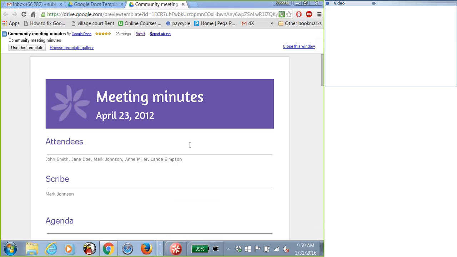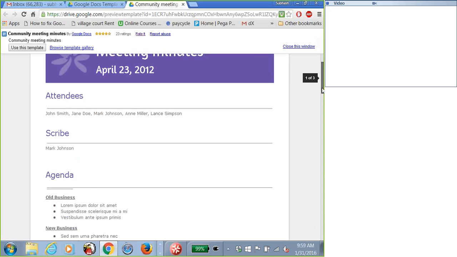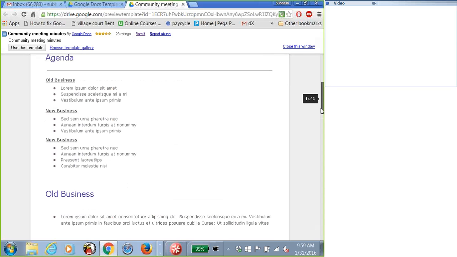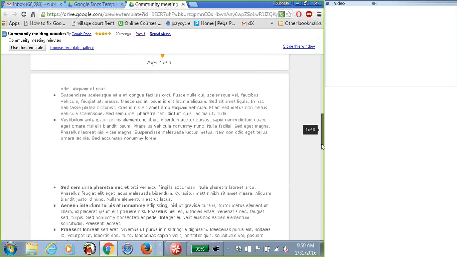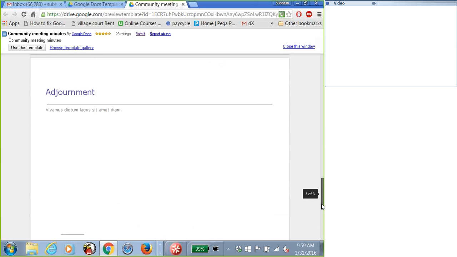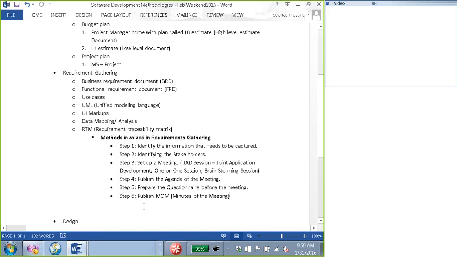I just searched for a template online while we were speaking. This is just a sample template for meeting minutes: the date, the attendees, the scribe, who is basically the host, the agenda, next meeting, next minute items, adjournment. Okay, perfect. Thank you. Right, so this is basically how you would capture information.